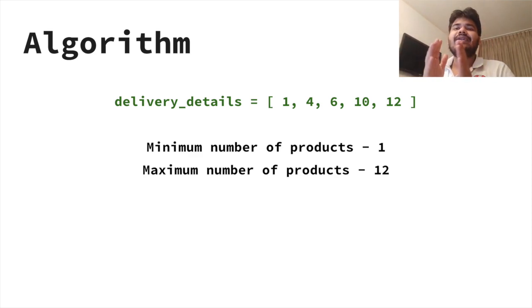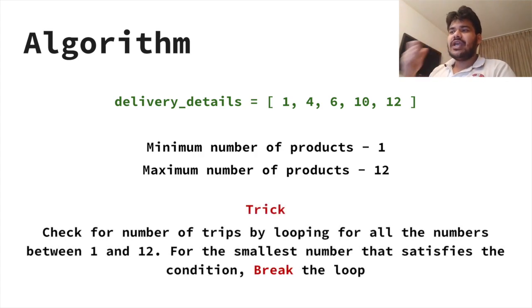So we have to find a number between 1 and 12 that satisfies the condition that the number of trips will be less than or equal to 10 and he only carries items from one product at a time. So the trick would be, check for the number of trips by looping for all the numbers between 1 and 12. For the smallest number that satisfies the condition, break the loop.